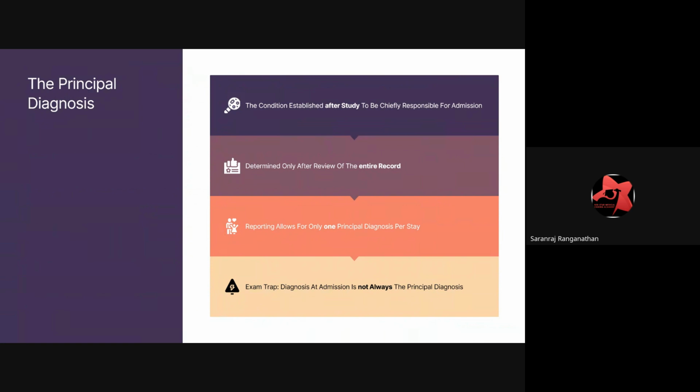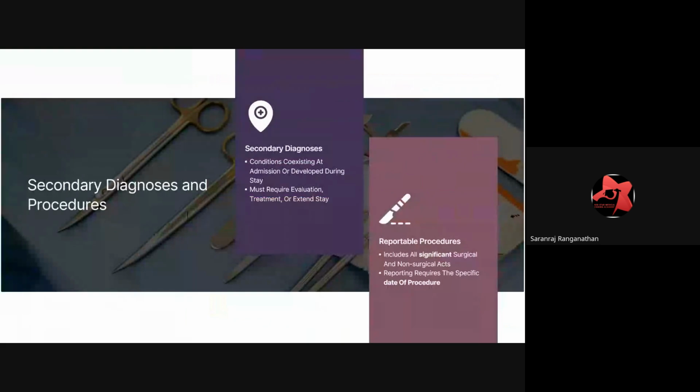The main and important thing here is the yellow highlighted exam trap: diagnosis at admission is not always a principal diagnosis. Remember, we need this criteria: the condition established after study to be clearly responsible for admission, determined only after review of the entire documentation, and reporting allows only one principal diagnosis per stay. Then context on the secondary diagnosis and procedure. A condition coexisting at admission or developing during the stay must require evaluation, treatment, and extended stay. A reportable procedure is any significant surgical or non-surgical act, and reporting requires the specific date of the procedure.